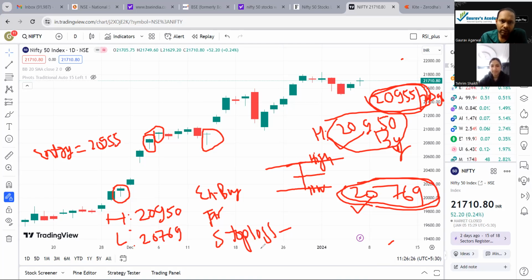Now we have to find the stop loss. Once we take an entry point, now we have to find the stop loss. The stop loss will be 50% of this candle, I mean half of this candle, right? Half means high minus low divided by 2. So high is 20950 minus 20769 divided by 2. So I will get 90 points, right? So my stop loss will be 90 points from the entry price.